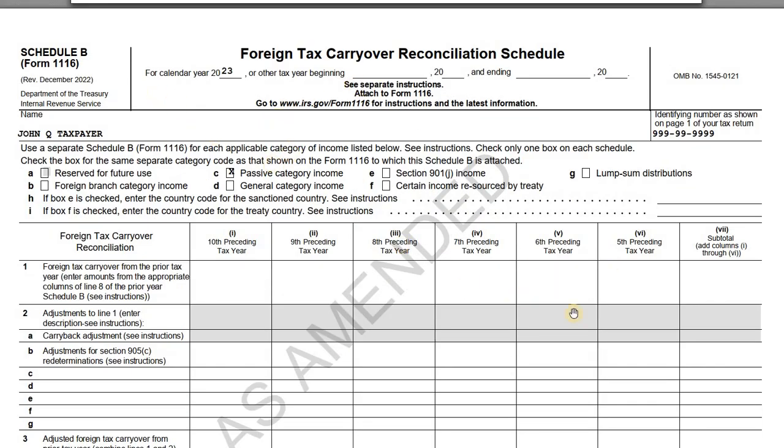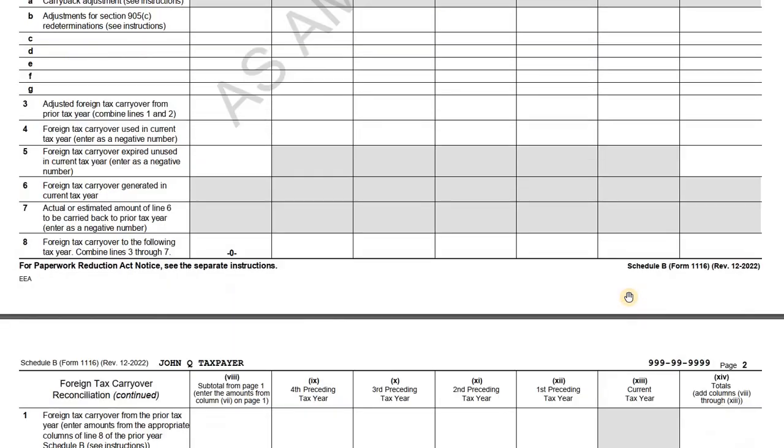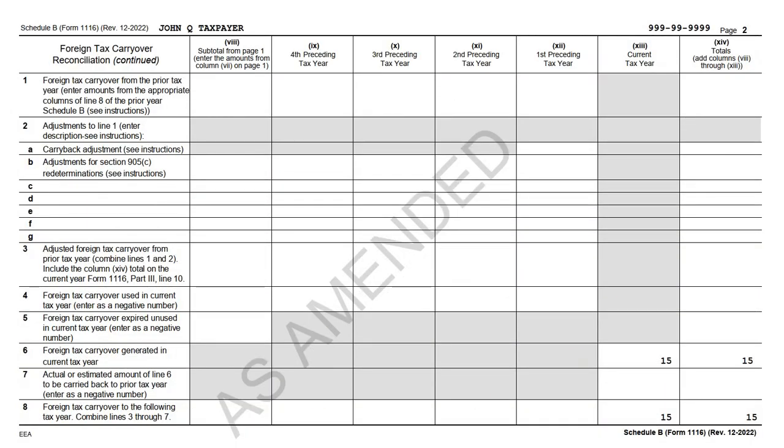So on Schedule B here, our FTC carryover, in page 2, John is reporting on line 6, column 13, the current tax year, we have $15 of foreign tax credit carryover generated in the current year. And so this is going to be the amount that's carried over to next year.